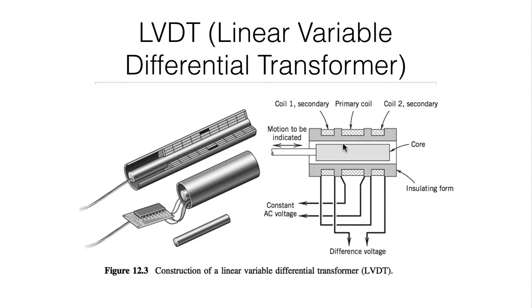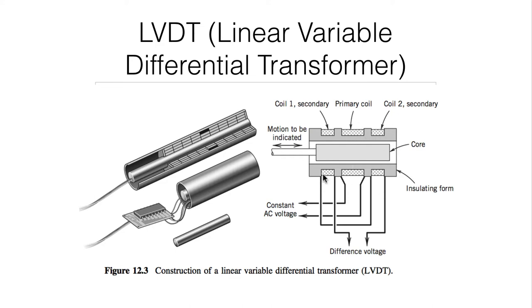And like most transformers, if you put an iron core into those coils, that directs the magnetic field lines much more effectively and couples the two coils together. So if I've got this core symmetrically placed in this transformer, then I'll see an equal voltage induced in each of these two secondary coils as a result of the AC voltage going through the primary coil. If I move the core, then I'll increase the linkage between the primary and this coil 1 secondary, if I move the core over here, and I'll decrease the magnetic linkage between this primary coil and coil number 2.